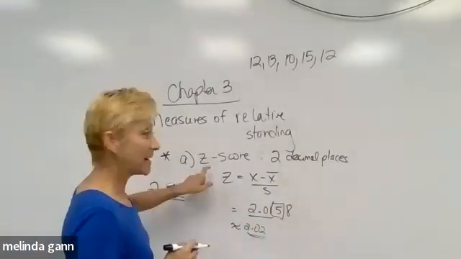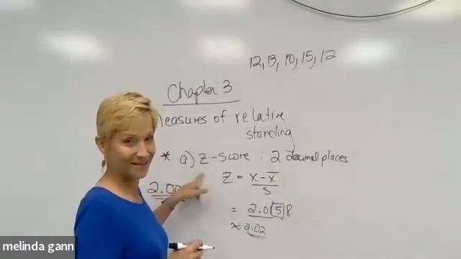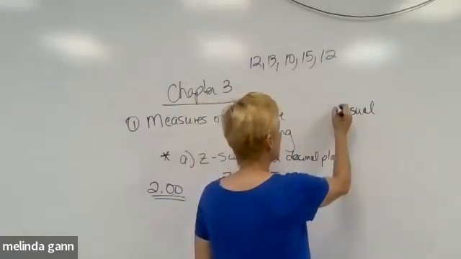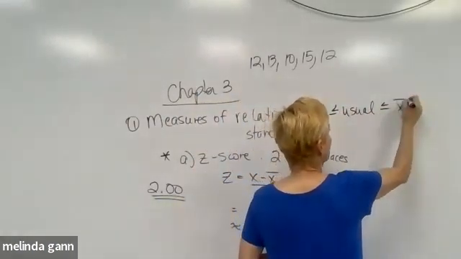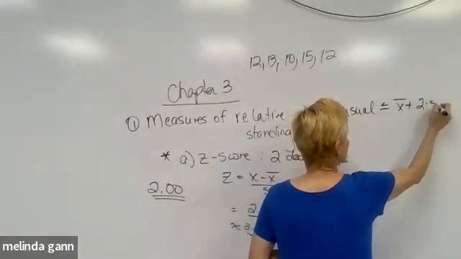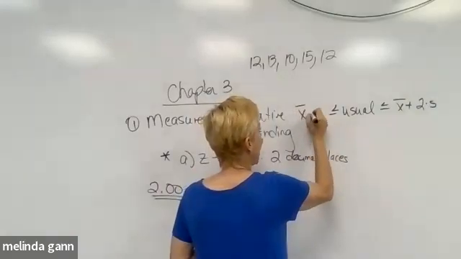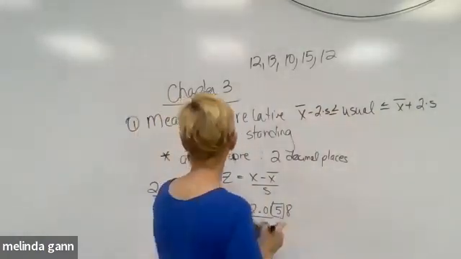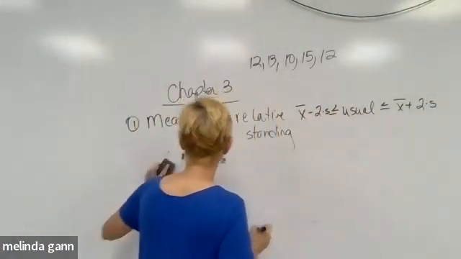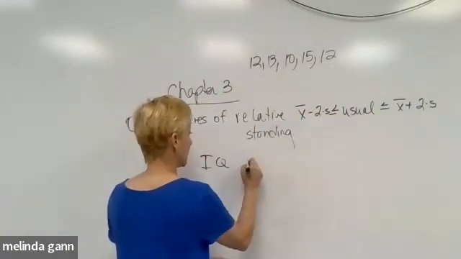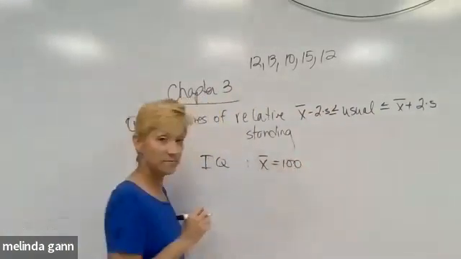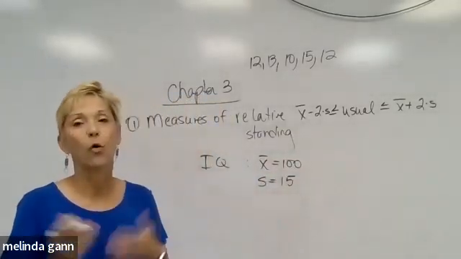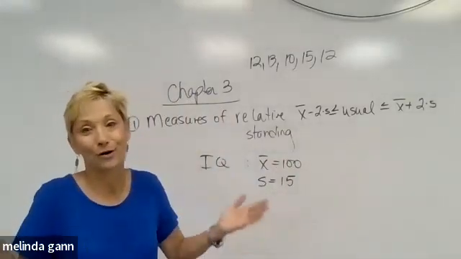Now, about a z-score, here's what your author says. He wants to know what usual data is. All right, usual is between 2 numbers. It's between the mean plus 2 times the standard deviation and the mean minus 2 times the standard deviation. Okay, so I think in the video, I told you that for IQ scores, the average IQ score is 100, and the standard deviation for IQ scores is 15. So what's considered to be a usual IQ score?